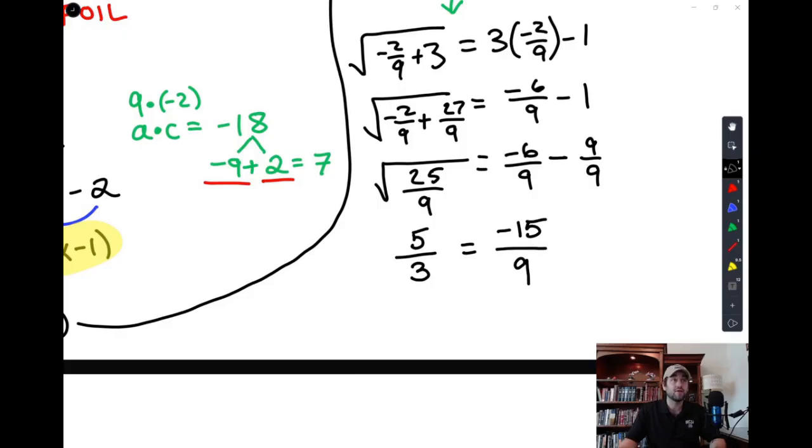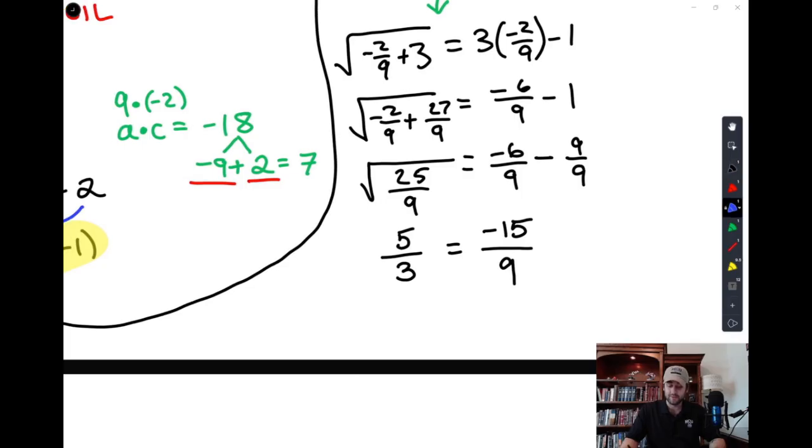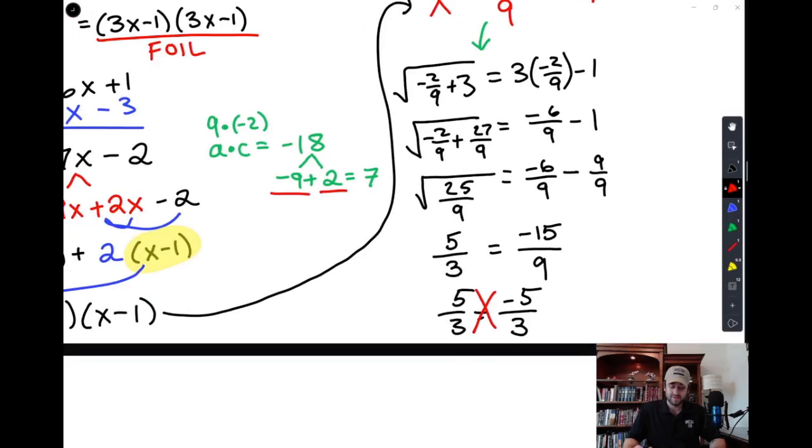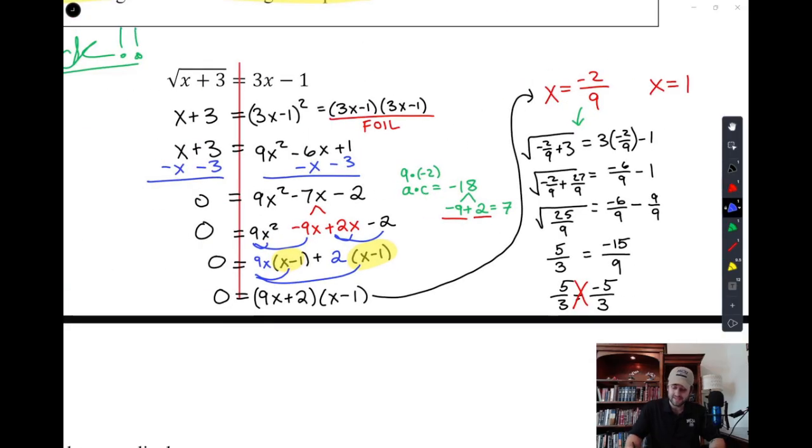So wow, it looks pretty close actually. If you reduce the top and the bottom, you could say that this would be 5/3 equals, divide by 5 on the top, you get negative 5. Divide by 3 on the top, you get negative 5. Divide by 3 on the bottom, you get 3. And actually, this is not true. 5/3 does not equal negative 5/3. And so what we're going to say is this is not a solution to the equation.